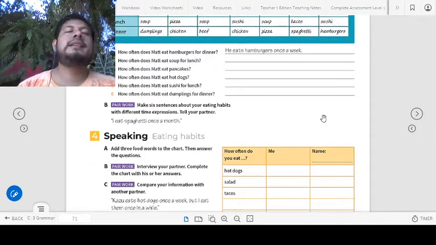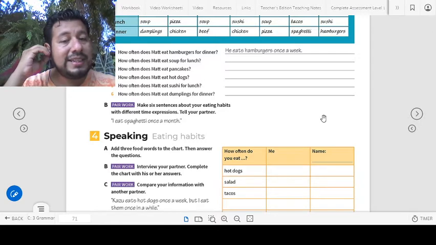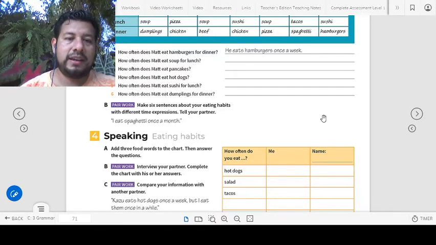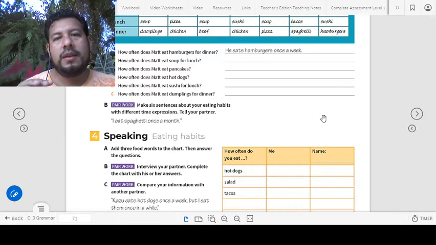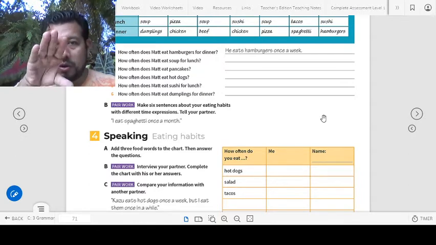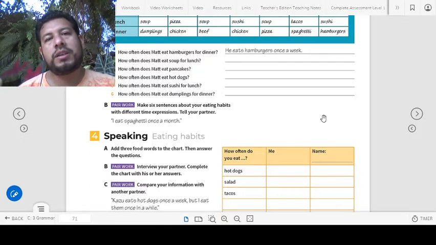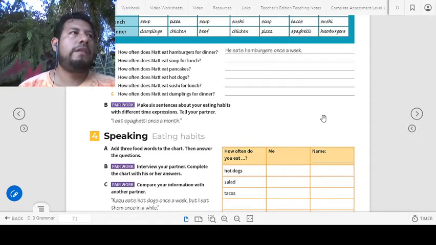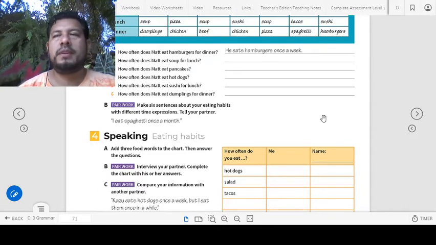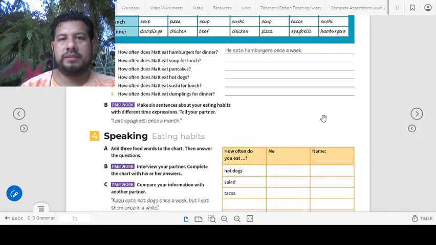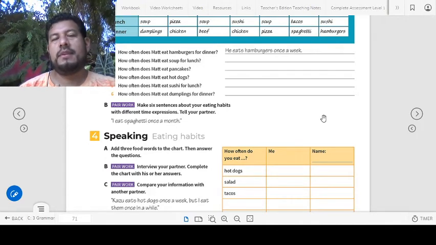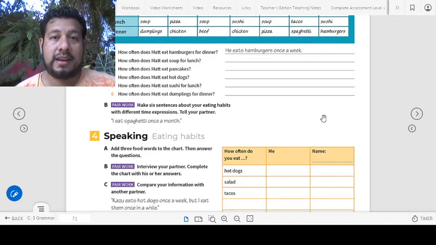Now, there's another exercise. I would love you to do it. Make 6 sentences about your eating habits and with different time expressions. Basically, try to do this but with your own information. Tell me how often you eat something for lunch, how often you eat something for dinner. I have eggs for breakfast every day.